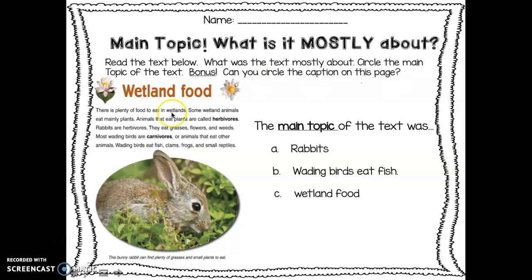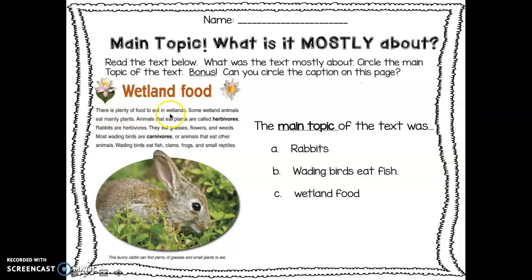Okay, so I'm going to read you this text right here, and then you are going to decide what was the main topic of the text. Remember, the main topic is what the text was mostly about. So let's listen.